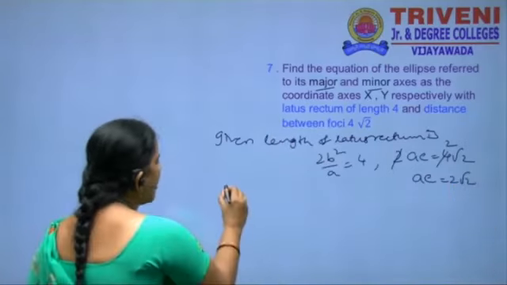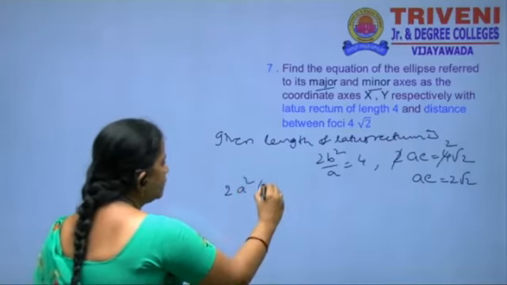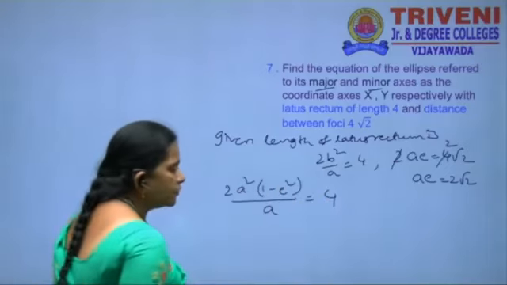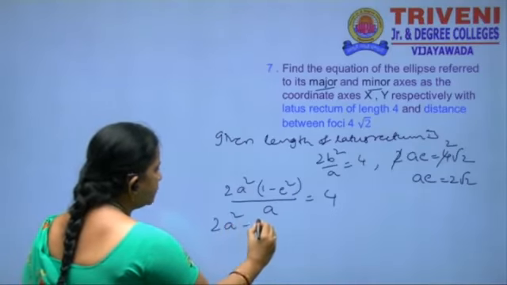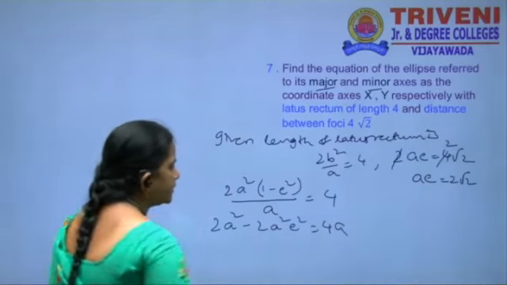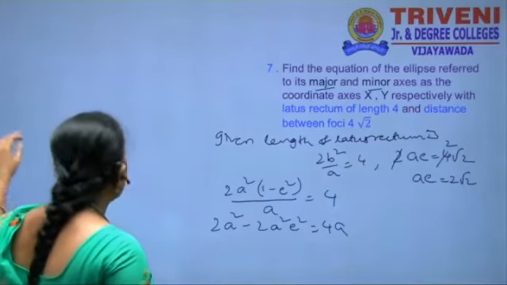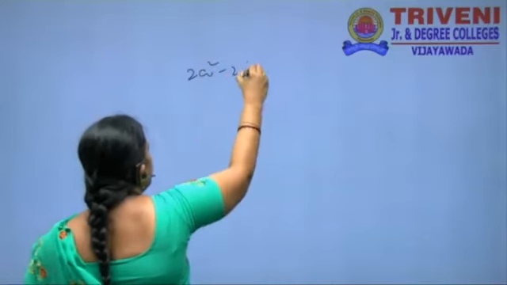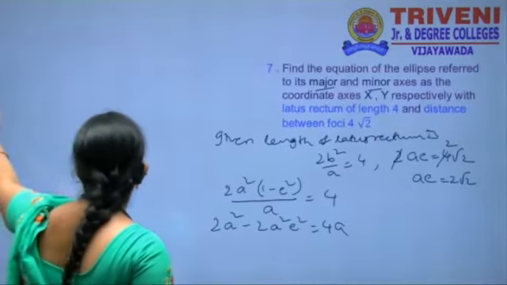Here the value of b square is a square into 1 minus e square, by a is equal to 4. Then by cross multiplication we get 2a square minus 2a square e square is equal to 4a. In place of ae we substitute the value 2 root 2, that is 2a square minus 2 into ae whole square is equal to 4a.